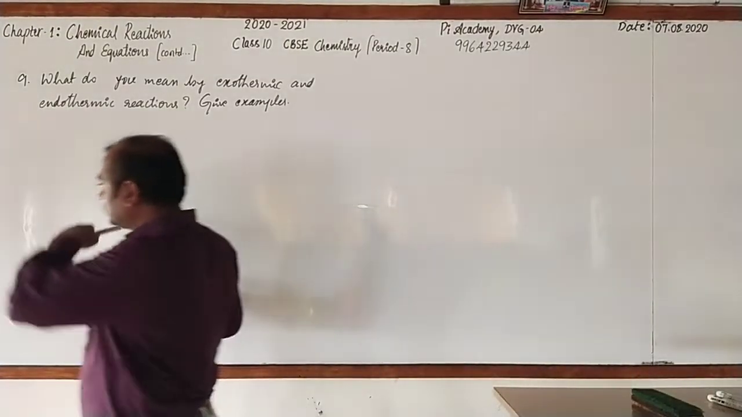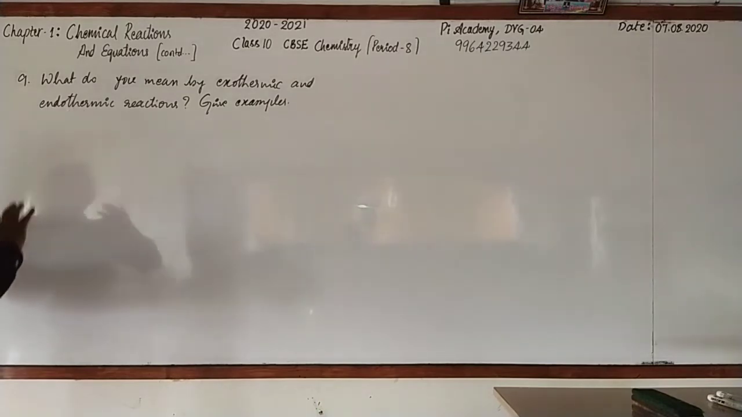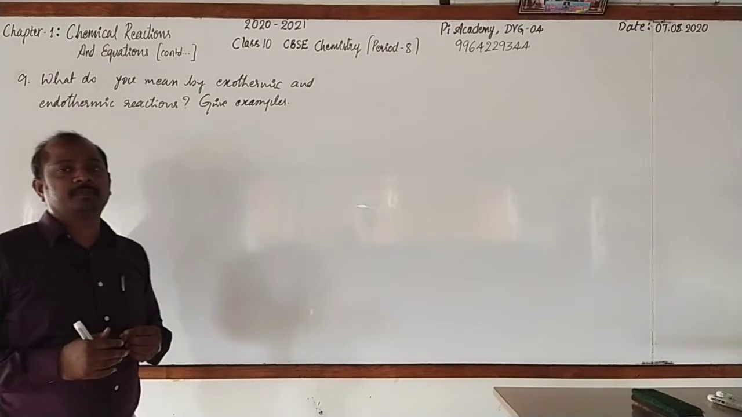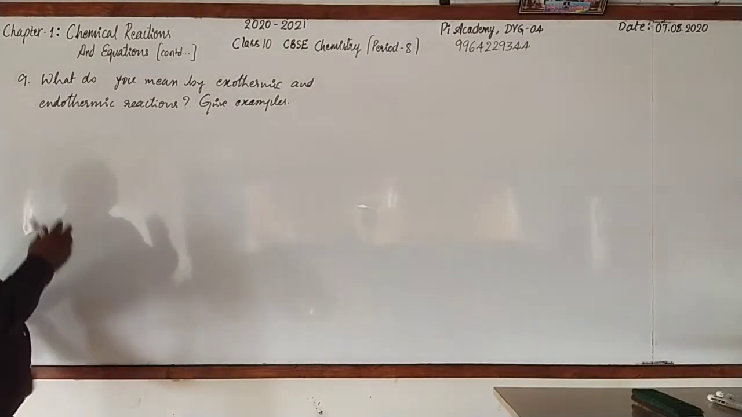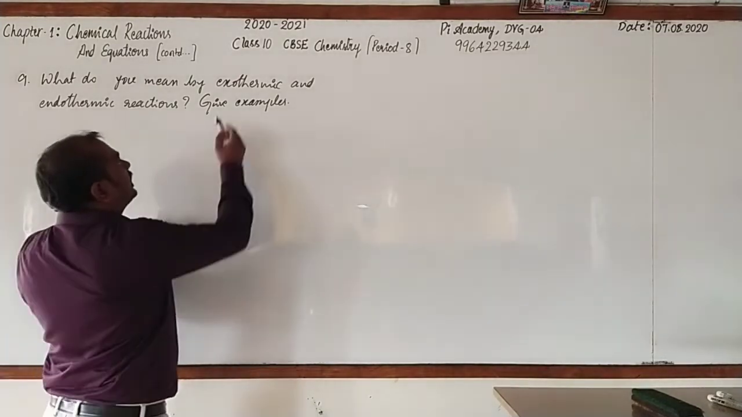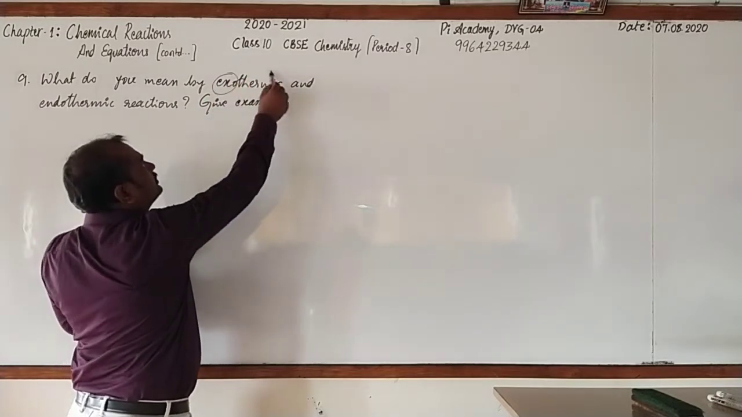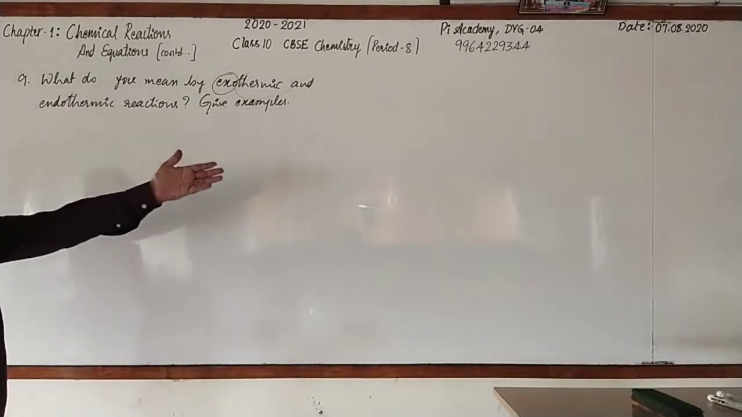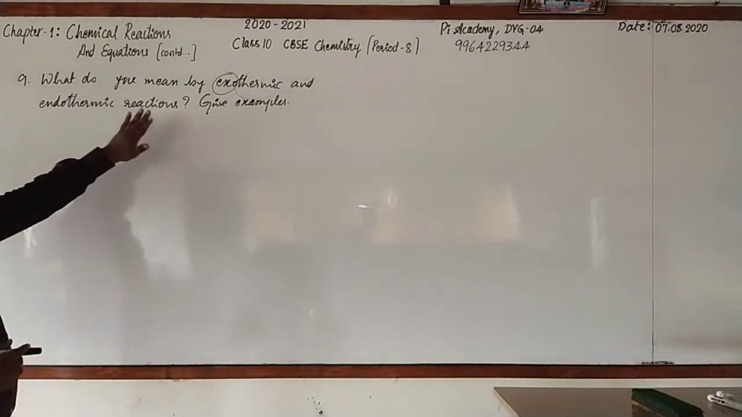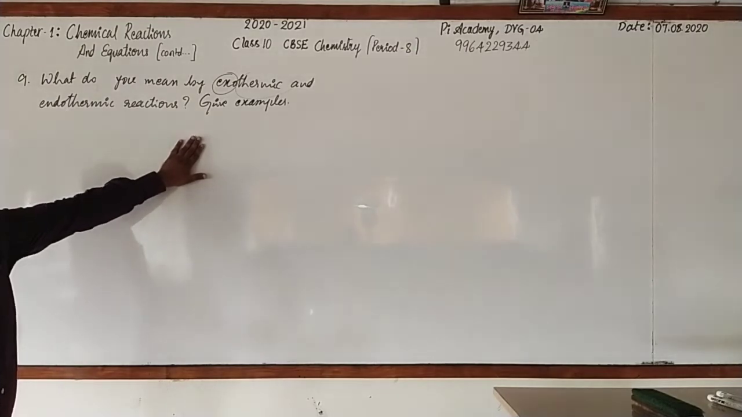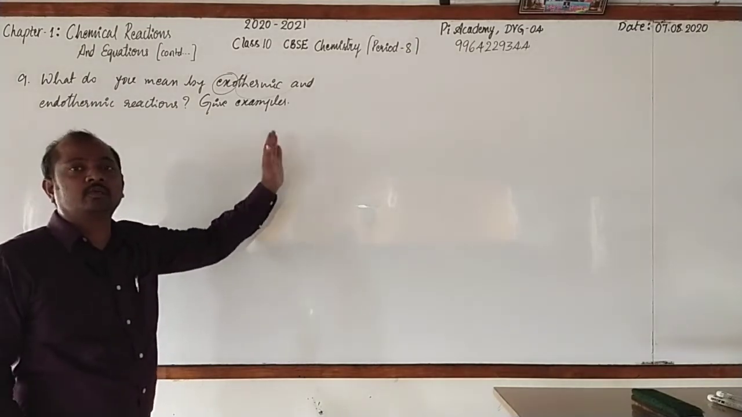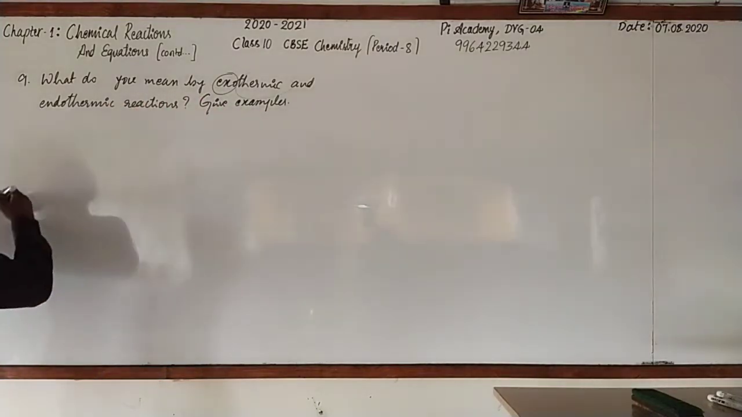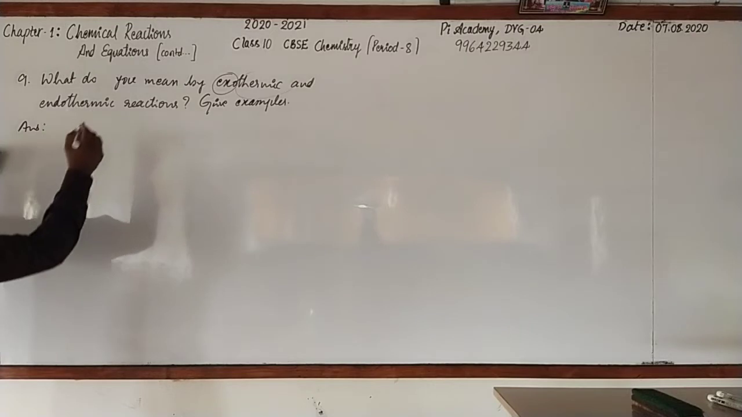Please go through this. What do you mean by exothermic and endothermic reactions? And give examples. We have already discussed. Exo, what is the meaning of exo? Outside. Thermo, it is heat. So heat is released after the chemical reaction. Hence, we can define this as the chemical reaction in which heat is released along with a product is called exothermic. So, I'll write the definition. Then afterwards, we can go for giving the example.